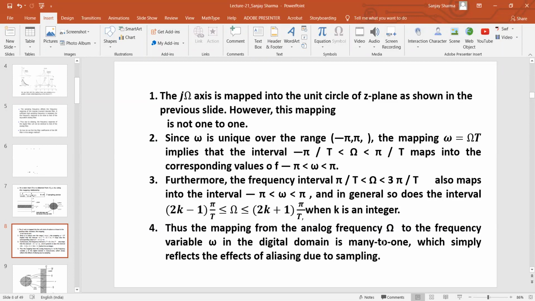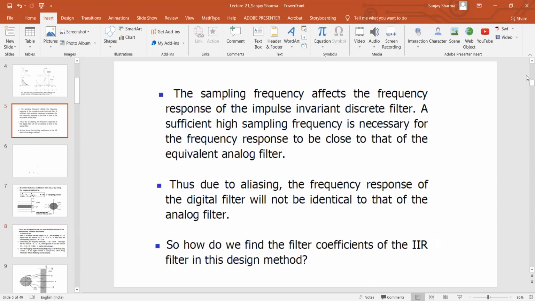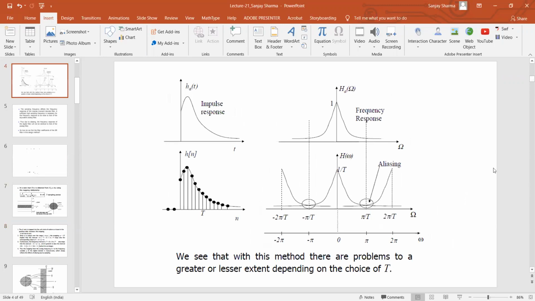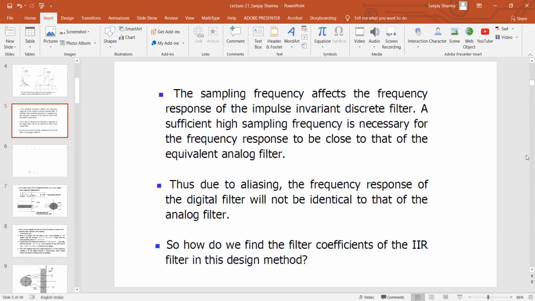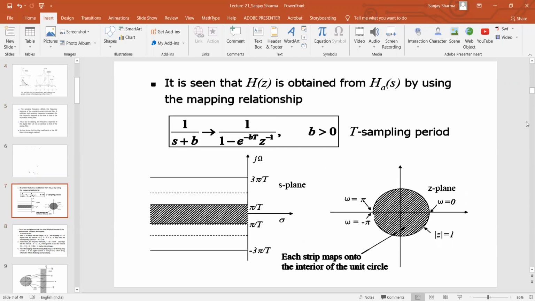Thus, the mapping from the analog frequency capital omega to the frequency variable small omega in the digital domain is many-to-one, which simply reflects the effects of aliasing due to sampling. Because what we are doing here is sampling, there will be the problem of aliasing. Of course, the aliasing problem can be reduced by a suitable choice of the sampling frequency.